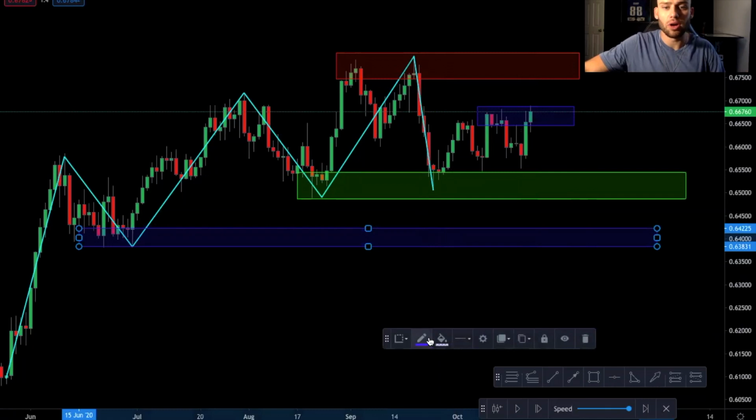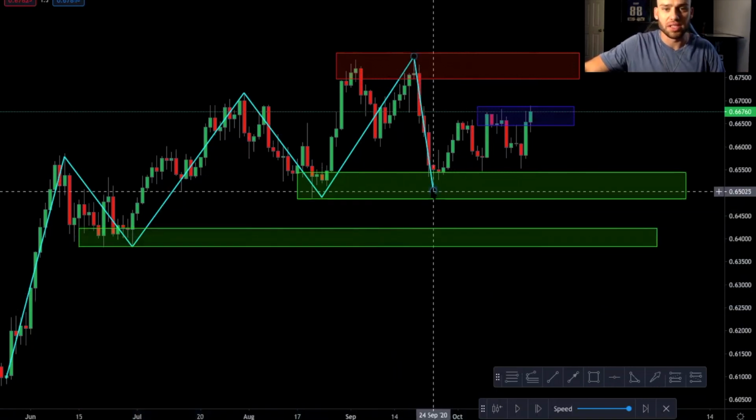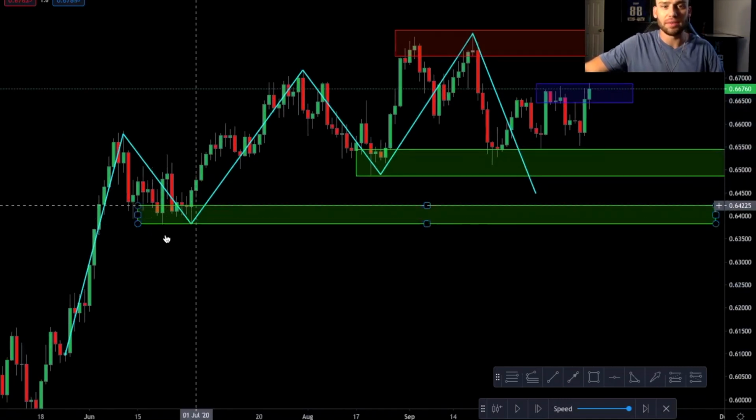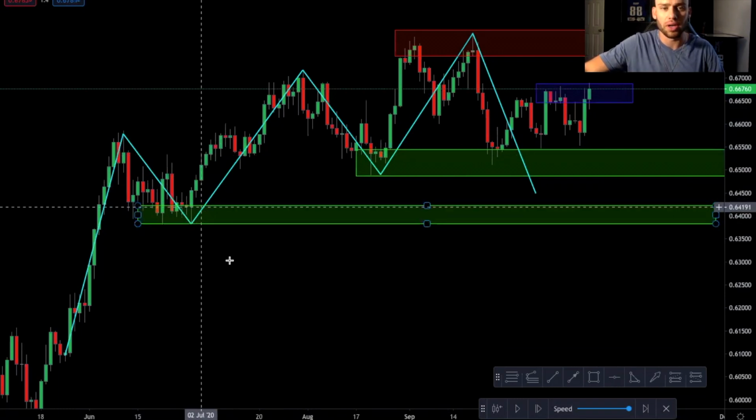So to me, I'm calling this a major level of structure. Why is this major? Because if we break below this level, what do I know happened here in the past? This was a level that affected the trend, right? And it's still not been broken. This level of structure of support has not been broken.